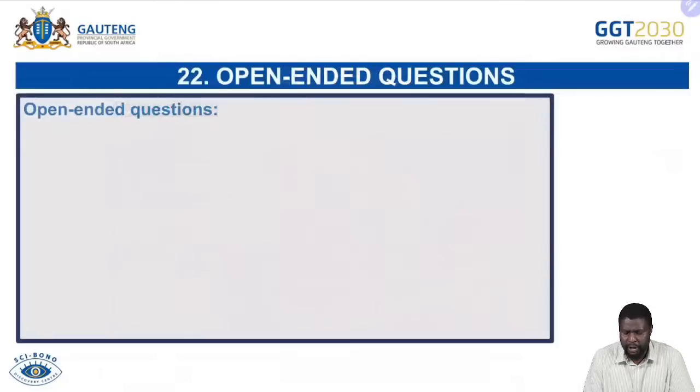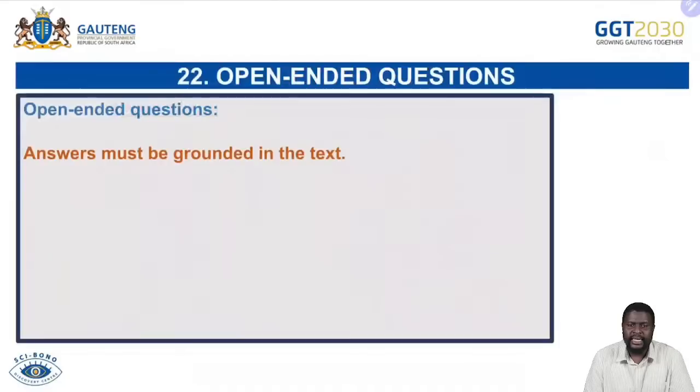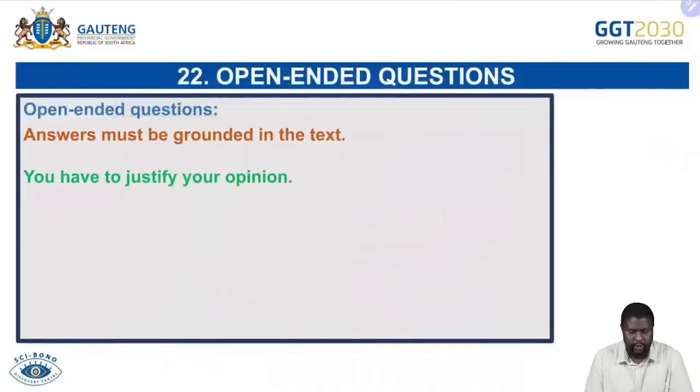Now, let's look at another question that you can expect in your Paper 2 tomorrow. It is open-ended. Open-ended questions. Your answer must be grounded in the text. This line is very important because here we want to see how well you know your genre. How well have you read the novel, Cry, the Beloved Country? Your knowledge, or how best you know it, will be revealed in your response when you answer these types of questions. You have to justify your opinion.